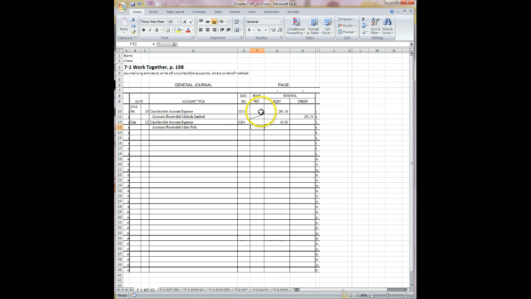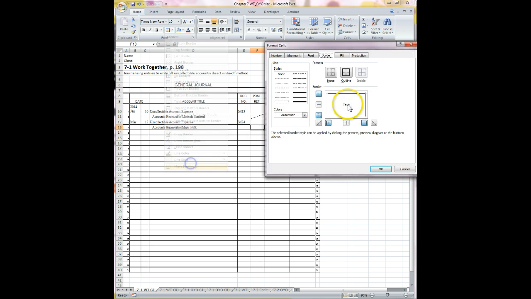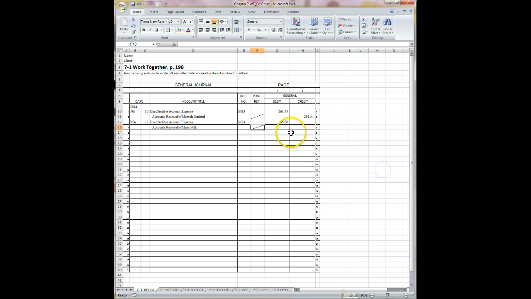So again, we need to put this slash in our post-ref column, so we can just come up here, more borders, click across, and we have our post-ref slash. Our credit's for $45 because our debits and our credits have to equal, and so this entry is done.